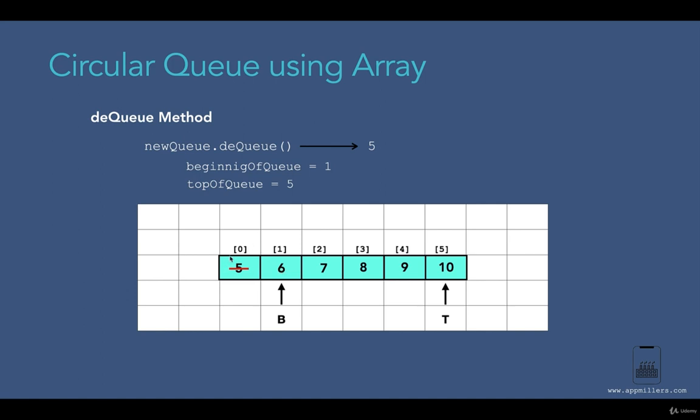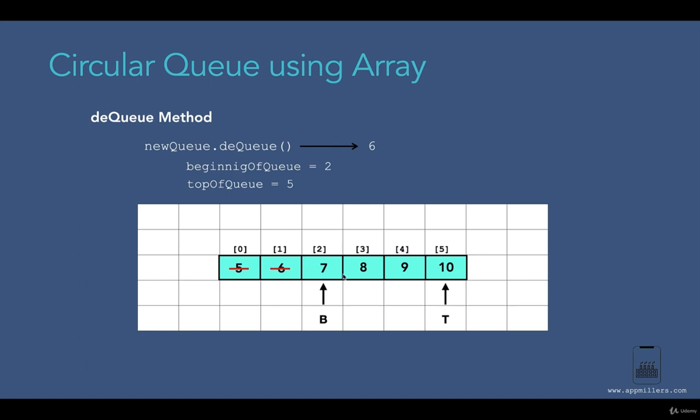Now the 0th index cell becomes empty, so we can reuse it when we are enqueuing an element. If I call the dequeue method one more time, it's going to return the first element. The first element is 6, which is located at the index of 1. Then it's going to remove this element from the array, and the beginning of queue will point to the second index.